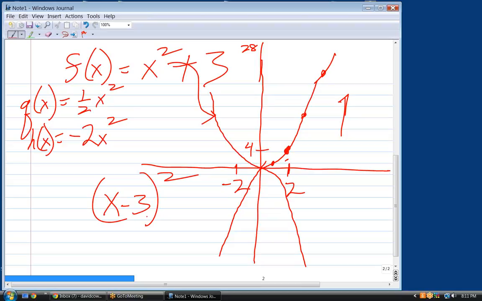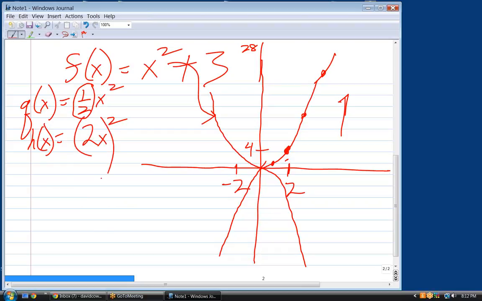Then you have the vertical stretch or squeeze. What was the other? Stretch or shrink, excuse me. And you get that by whatever the number is in front of the function. And finally, you have a horizontal stretch or squeeze. And you would get that by putting everything inside the parentheses. In other words, I'm going to put that whole 2x inside the parentheses before squaring it.